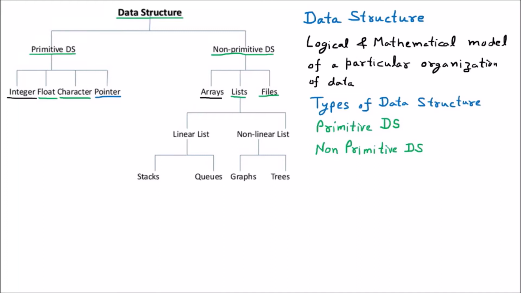Now we are discussing the classification of data structure. Talking about the classification of data structure, we have two types: one is linear and the second one is non-linear. Here the linear and non-linear are mentioned inside the list because a list can be linear and non-linear. But yes, data structure is of linear as well as non-linear.